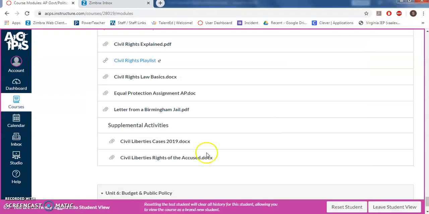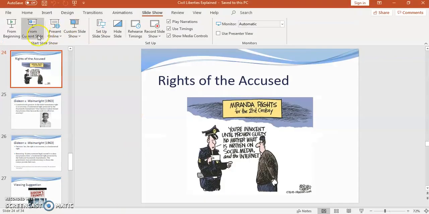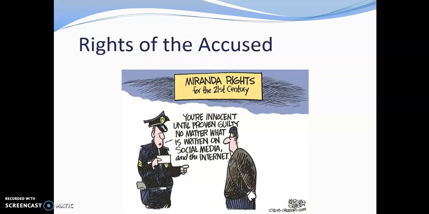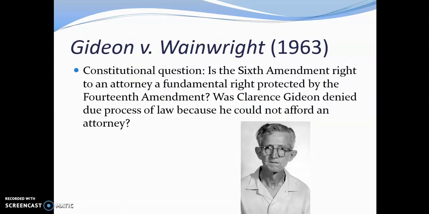And that's why I'm so disappointed that on rights of the accused and the new exam, there really isn't anything. There's one case, and that case is Gideon v. Wainwright from 1963. So the constitutional question: is the Sixth Amendment right to an attorney a fundamental right protected by the 14th Amendment? A man, Clarence Gideon in Florida, was arrested and accused of breaking into a pool hall and stealing money, and he couldn't afford an attorney.